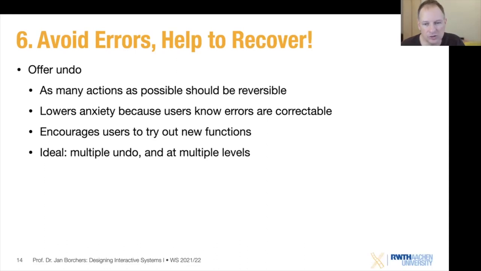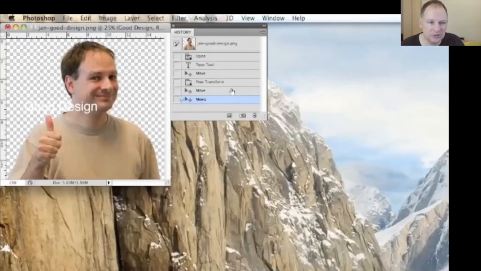Ideally, you should have multiple undos and at multiple levels. I'll show you an example of that here. So here is Photoshop running, Adobe Photoshop. And this is a short video, about 20 seconds, where you can see the user being able to undo the actions that have been done. And even more so, the user can also delete the history of actions, and still undo that from the menu. So watch this short demonstration here.